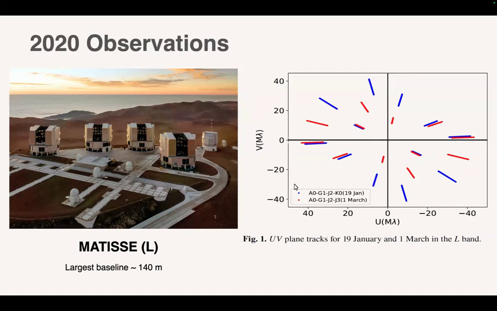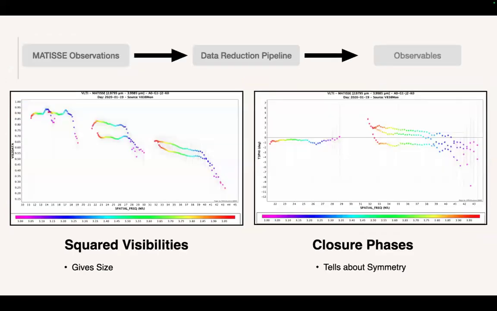The issue we had was that we only had 2 nights of good data in 2020. So at the time, we thought it's probably best to not proceed with imaging, and to see if we can indirectly figure out what the source looks like. There are 2 observables that you obtain from the fringe pattern. One of them is the squared visibility.